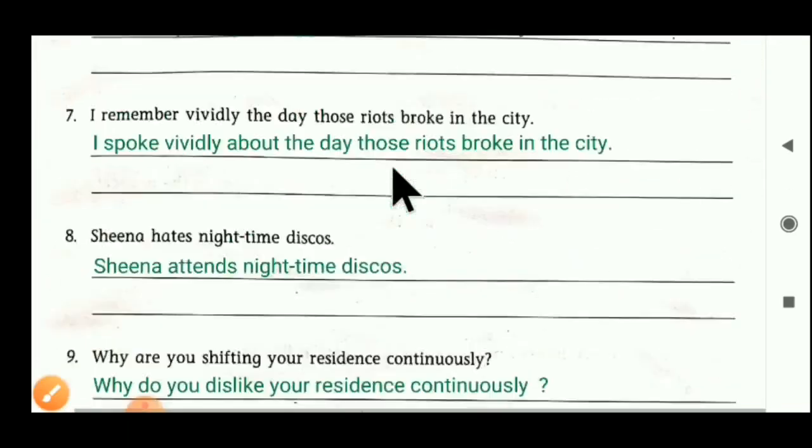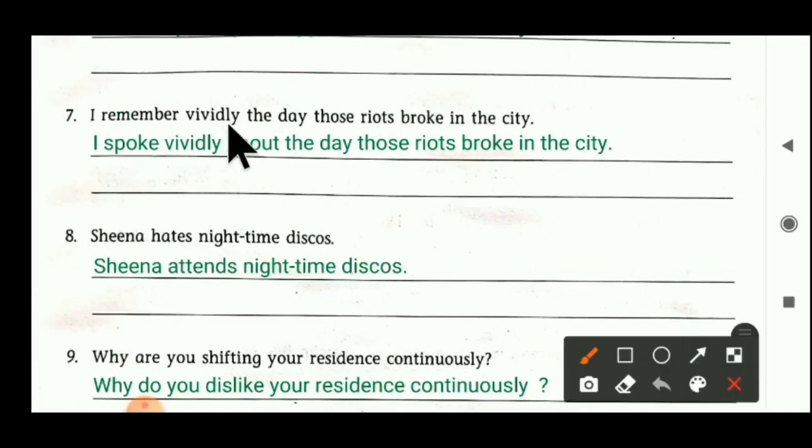Sentence number 7. I remember vividly the day those riots broke in the city. I remember, here the word remember is used as a stative verb. We have to convert it into a dynamic verb and then rewrite the sentence. So I write here, I spoke vividly about the day those riots broke in the city.